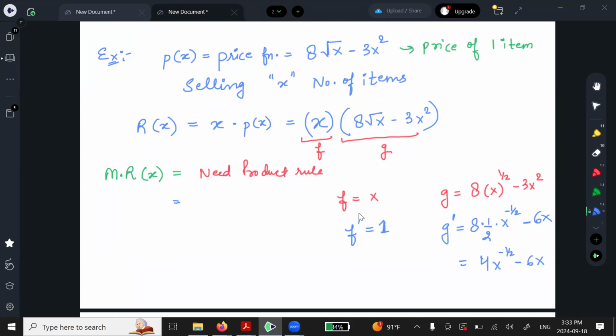Now all I have to do is plug in my answers here. Good. Plug in your F prime, plug in your G, plug in your G prime, plug in your F, leave it here. That's your marginal revenue. Okay, can you do it in exam? Everyone? Okay, I want to talk about differentiation now. Any questions from this side, this side? All good?